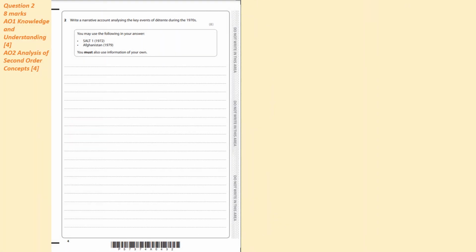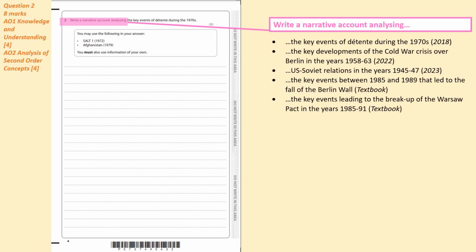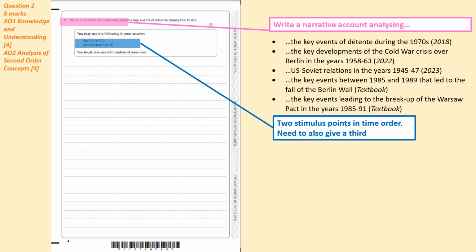Question 2, 8 marks. Question 2 always starts the same way. Write a narrative account analysing something. To guide you, the question comes with 2 stimulus points that serve as useful reminders of the chronology of events in the stated period. Those 2 points will always be in time order, and you need to think of a third. You don't have to use the points provided, but it's recommended that you do.